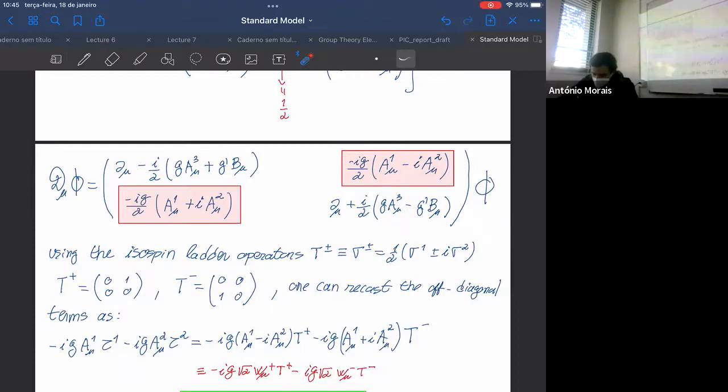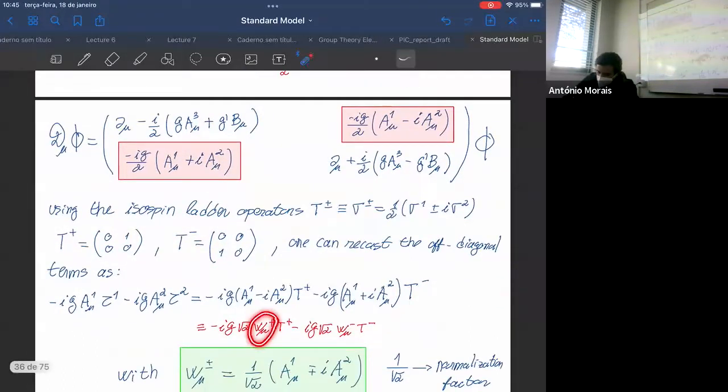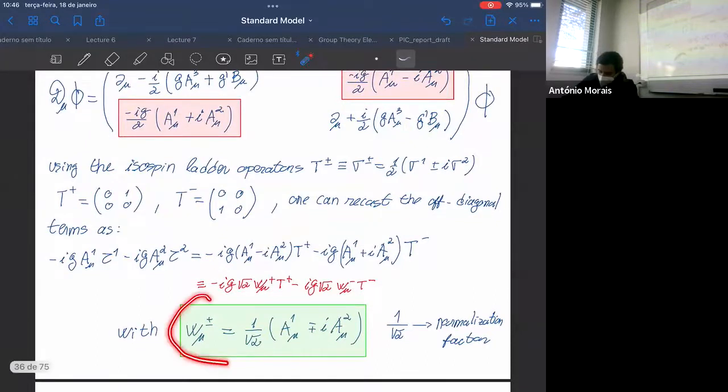You pick up these terms and you expand in terms of this T plus and T minus, and you identify these two possibilities. And now you see one of them is for this component, and the T plus is going to be with respect to that component up there. And you can give a different name to this A1 and A2, a more familiar name: W plus, T plus, and W minus, T minus. This is the definition, we have defined the combination of A1 and A2 in this way, so W plus or minus is equal to A1 minus or plus i A2, and this 1 over square root 2 is a normalization factor.